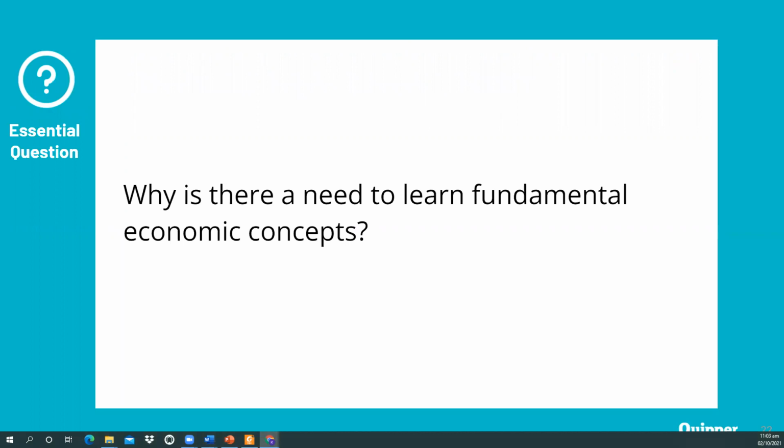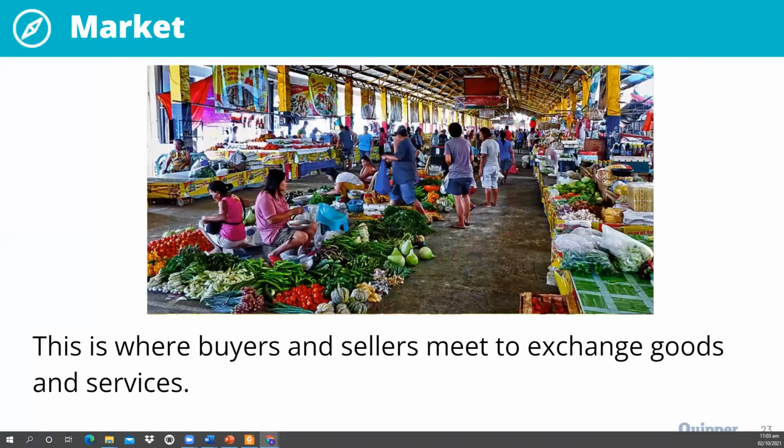So why is there a need to learn fundamental economic concept? So yeah, this one, no, again, no, for the principles of marketing, pag sinabi natin market, tao, but in applied economics, when we say market, this is where buyers and sellers meet to exchange goods and services.